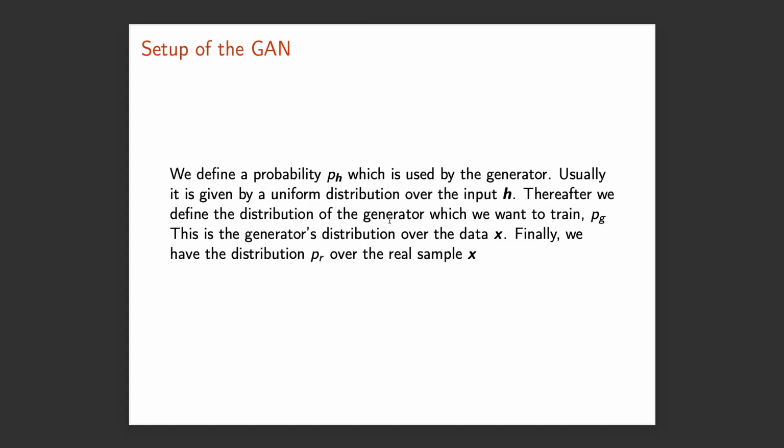Then we define the distribution of the generator, which we want to train, as P_G. That's the generator's distribution over the data X. And then there is also a distribution over the real sample, so that's your original input. Okay, so these are just definitions here.